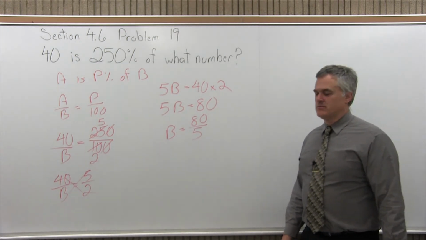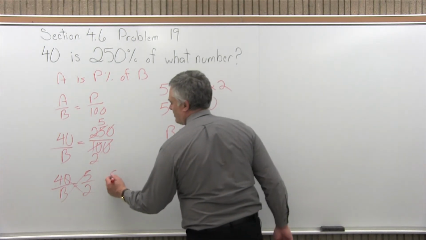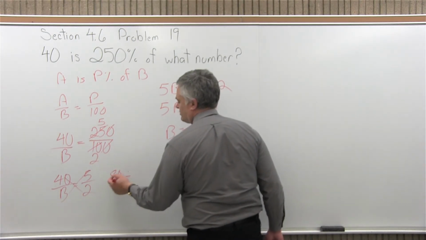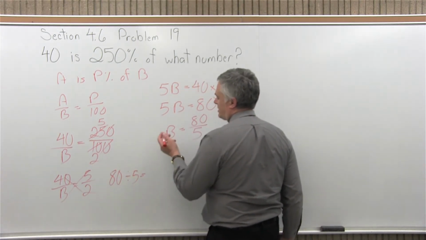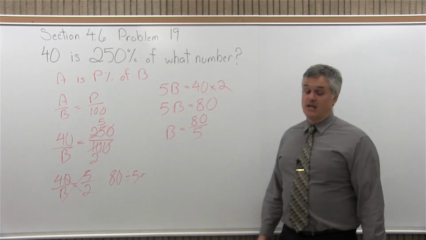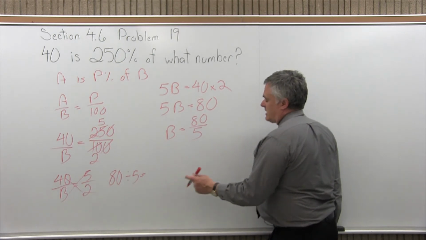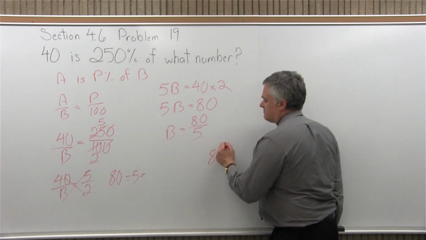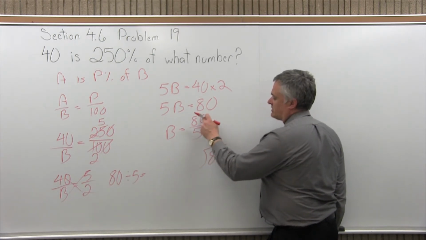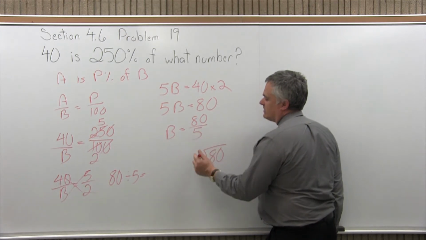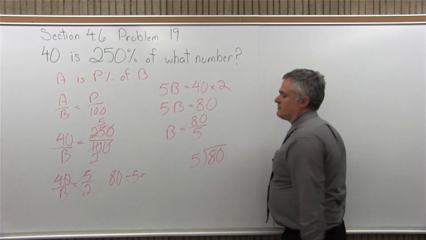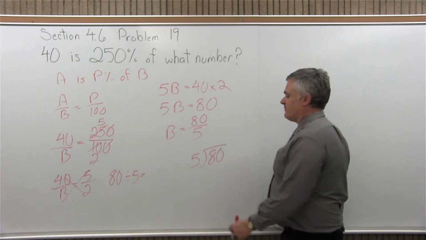Let's say you don't. If your teacher will allow you to use a calculator for class, you do the numerator of 80, divide by the denominator of 5 equals, and the calculator will tell you right away that it's 16. If you can't use a calculator for the class, do it the old-fashioned way. So the numerator goes under your division symbol, the number in the denominator goes in front of the division symbol, and you just divide it.